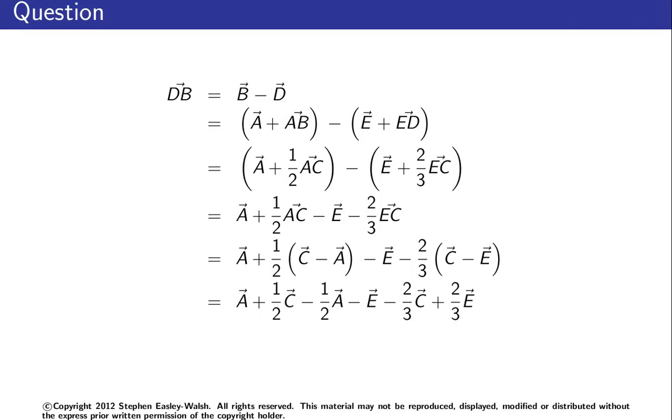So we want to group terms together. A minus a half A will be a half A, then a half C minus 2/3 C will be minus 1/6 C, and then we have minus E plus 2/3 E, that will be minus 1/3 E. So we've now written the vector DB in terms of the position vectors A, C and E. DB is a half A, negative sixth of C, and negative third of E.